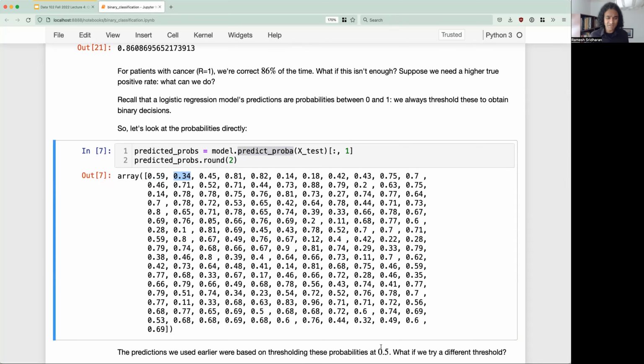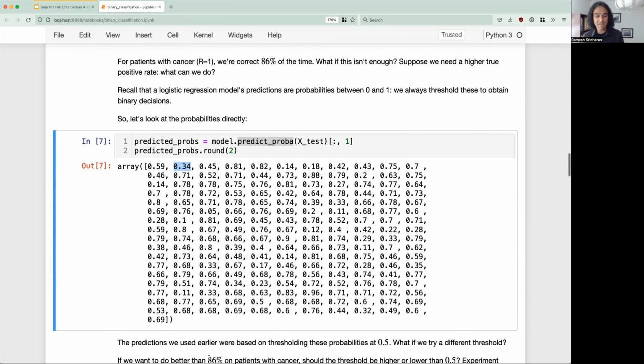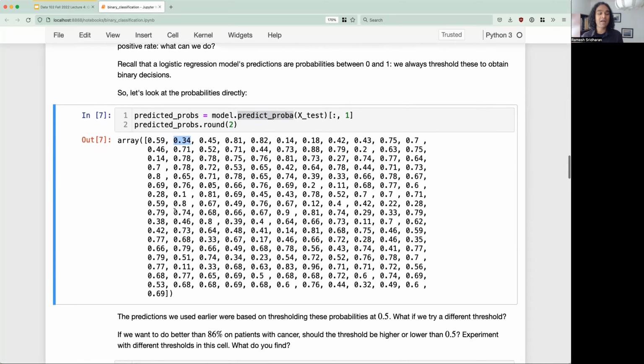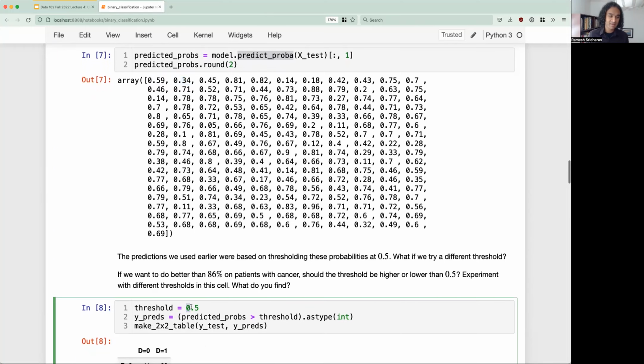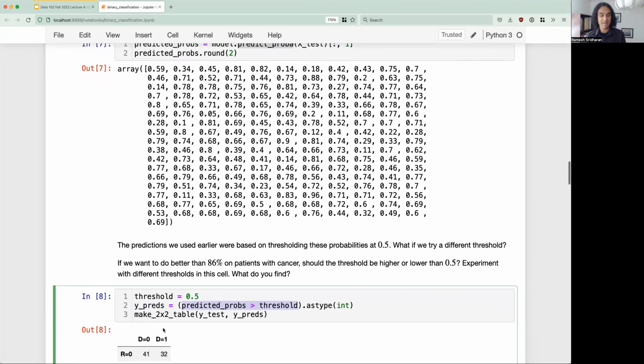But what if we were to use a different threshold? If we want to do better than 86% on patients who have cancer, should the threshold be lower or higher than 0.5? I've been working with this for a long time, and even for me, this always takes a second. It's lower, higher, which one is which? So let's make sure we think through it carefully. Let's suppose we set a higher threshold. We have this cell where we set a threshold, take the predicted probabilities, see if they're greater than the threshold, and then make a 2x2 table.